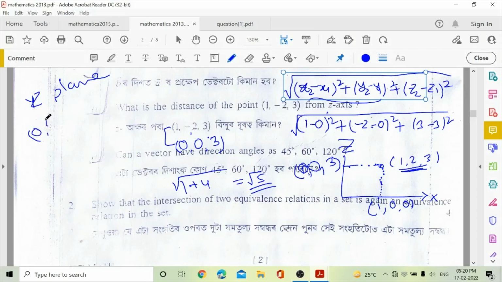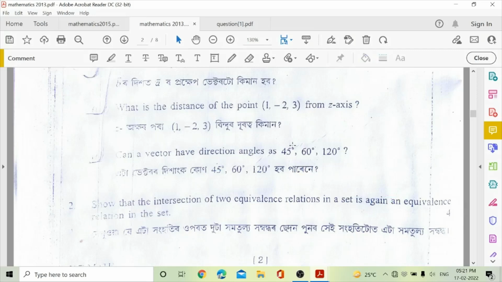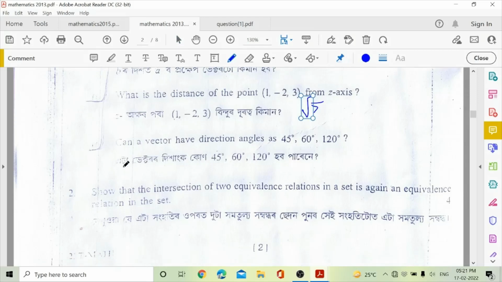What is the Y coordinate? Minus 2. And what is the Z coordinate? 3. That means you have to find the distance between these two points. In the YZ plane, the X coordinate will become 0, and the Y and Z components will be there. So the corresponding point is this one. Try to find the distance between these two points and you will have the answer. So here in this case, we have got the answer equal to root 5. Next question.